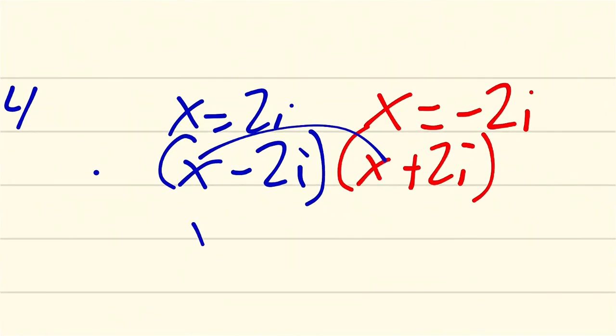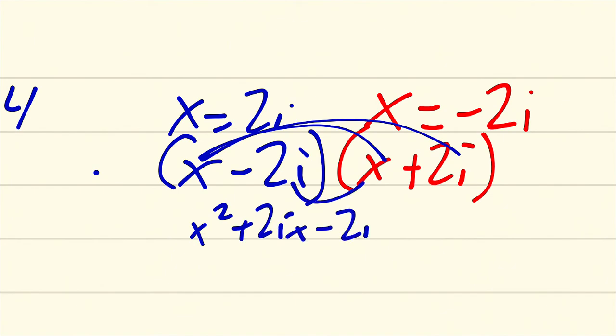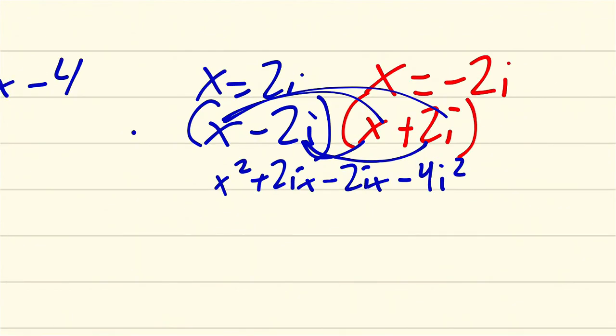X times x gives us x squared. X times 2i gives us 2ix. Negative 2i times x gives us negative 2ix. And negative 2i times positive 2i gives us negative 4i squared. Now from here, we're going to be able to cancel some stuff out. 2ix minus 2ix, those cancel out. So right now we have x squared.